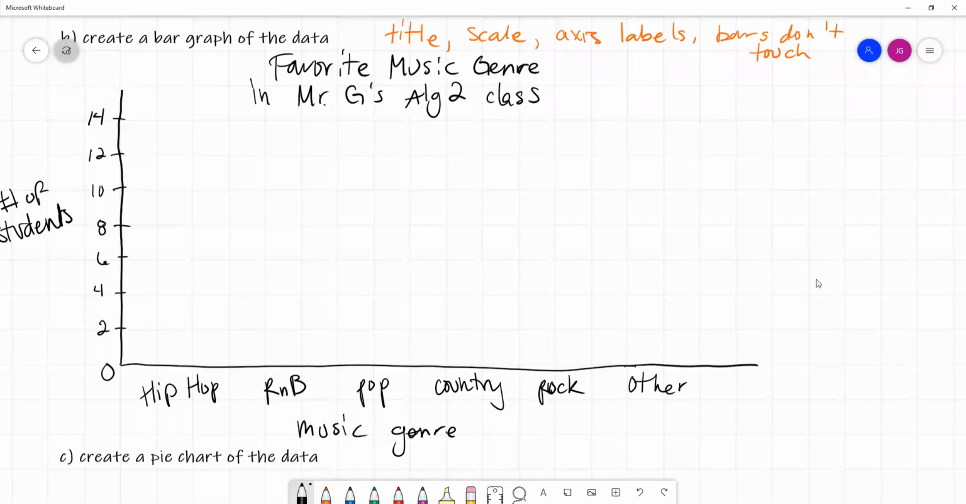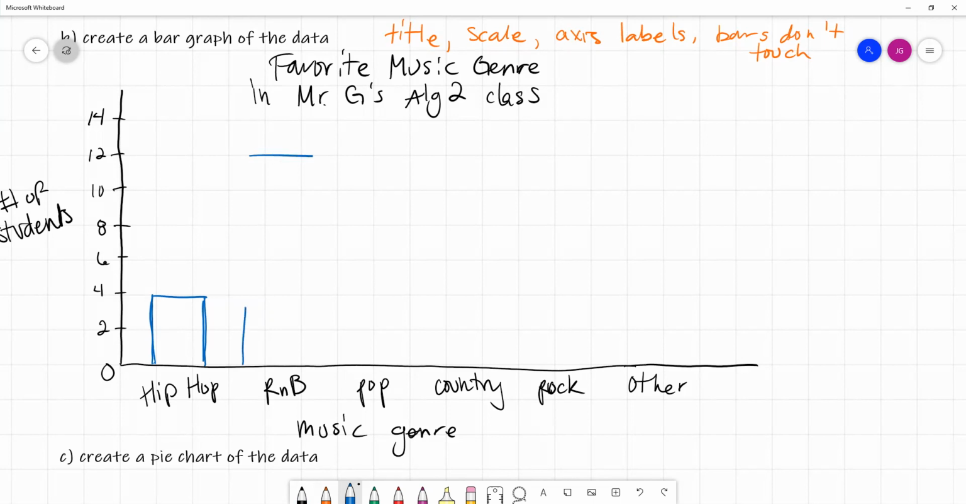Now it's pretty self-explanatory, right? It's nothing too difficult, okay? So hip hop, that had 4, so I'm gonna go all the way up to here. You're gonna wanna try your best to make these bars the same width. So for example, if that's how wide my hip hop bar is, I don't wanna make my R&B bar a lot wider or narrower, right? I wanna try to match that same width. R&B has 12, so I'm gonna go up to here.